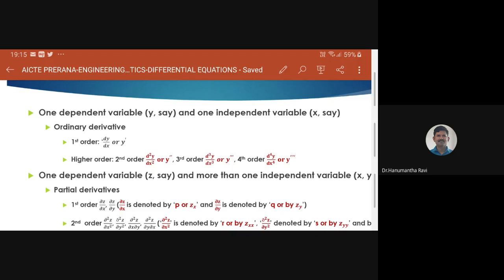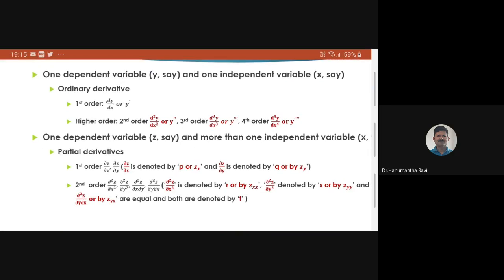So when we are dealing with only one dependent variable and only one independent variable, we talk about ordinary derivative. In such a case, we represent most of the time the dependent variable by y and the independent variable by x. So we write the derivative as dy/dx or y', and higher order derivatives are denoted by d²y/dx², d³y/dx³, etc.